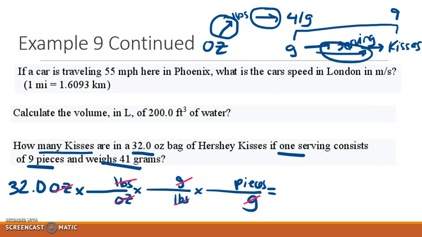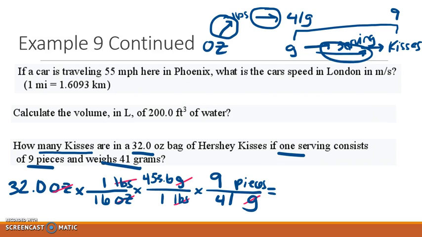So now let's go and fill in the numbers. So we know we can look this conversion up. There are 16 ounces in 1 pound. In every 1 pound, there are 453.6 grams. And then we are told from the problem that there are 9 pieces for every 41 grams that you have. So now we have everything set up. So we calculate 32.0 times 453.6 times 9, and then we're going to divide that number by 16, and we're also going to divide it by 41.